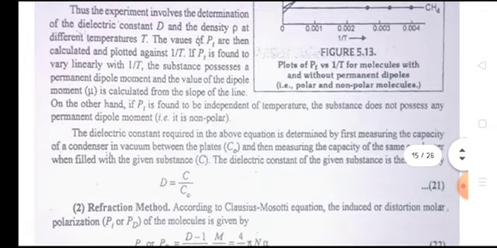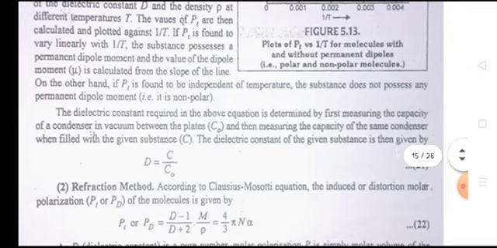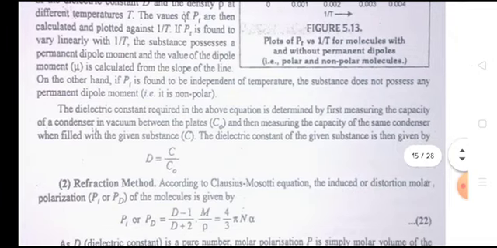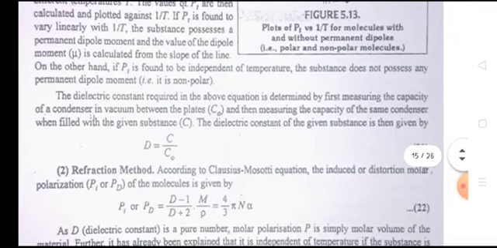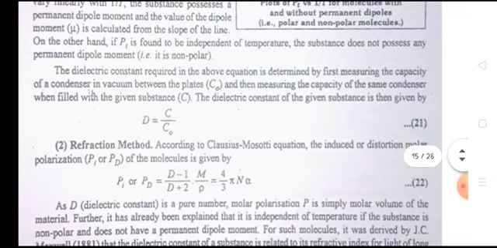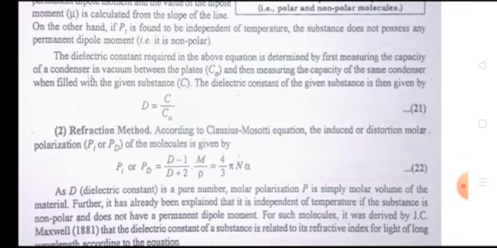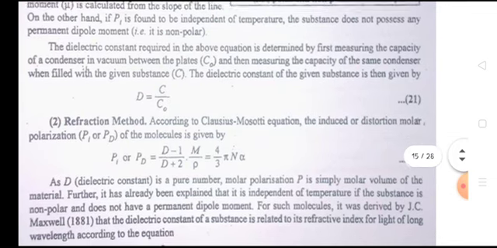Thus, the experiment involves the determination of the dielectric constant D and the density rho at different temperatures T. The values of Pt are then calculated and plotted against 1/T. If Pt is found to vary linearly with 1/T, the substance possesses a permanent dipole moment, and the value of dipole moment mu is calculated from the slope of the line.